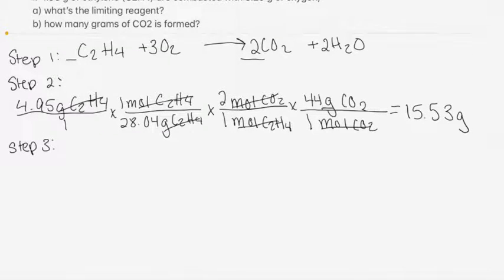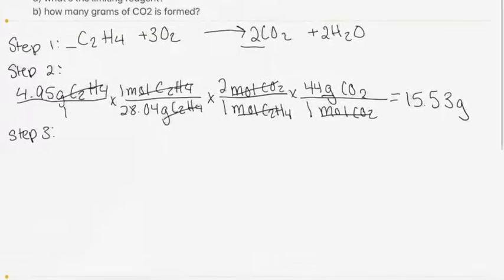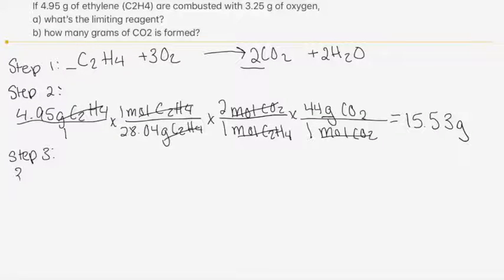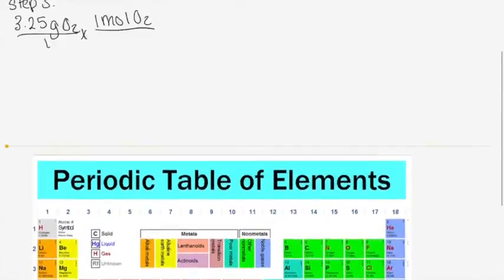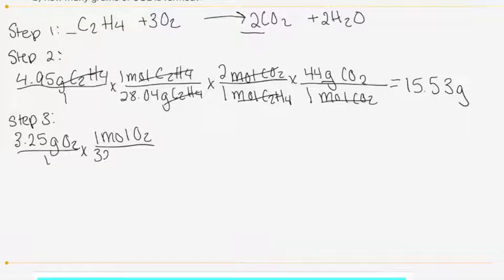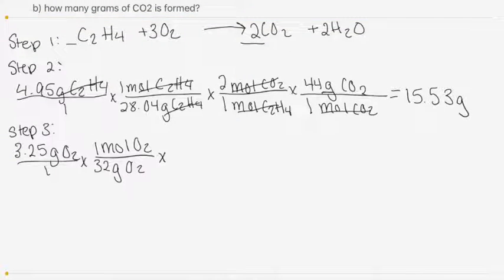So now our step 3 is going to be to do the same thing with our other reactant, which in this case is oxygen. So from the problem, I know that I start with 3.25 grams of oxygen, and then I'll put that over 1, and we'll follow the same steps. So we're going to do 1 mole of O2 over the molar mass, and we'll go back down here and look at our table and see that oxygen's about 16, and we have 2 of them, so that's just going to be 32 grams of O2.